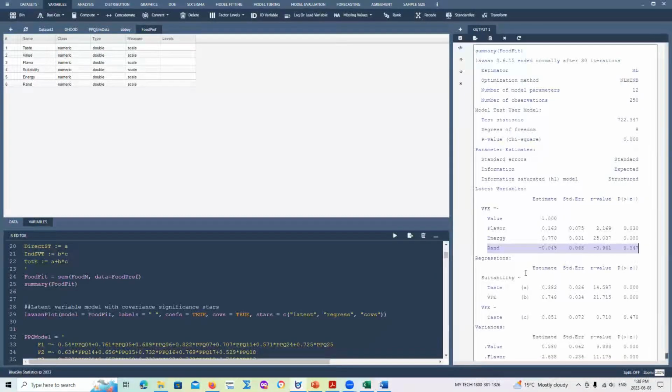I see. Yeah, makes sense. The latent factor does not explain the variable, which is what we expect because we generated a random variable.